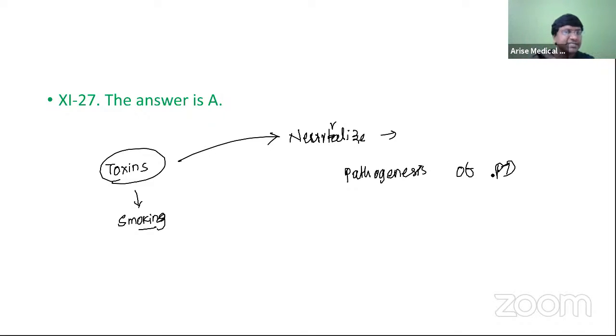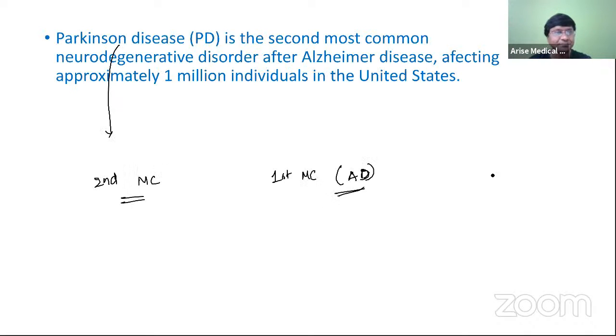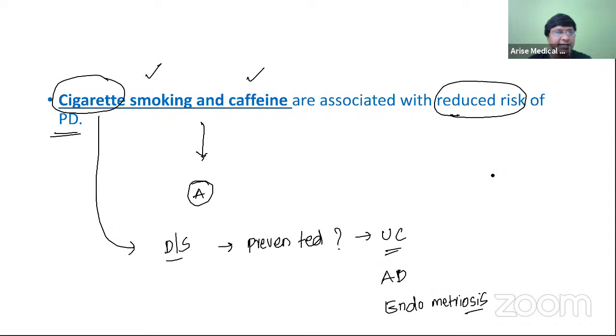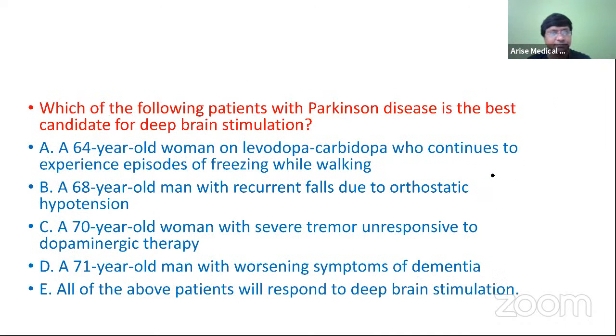So what exactly is the toxin, and what level of the pathogenesis is being neutralized, is not being explained anywhere. But this is the predictable theory of how smoking reduces the risk of Parkinson's disease, right? Next. Now, one more last question on Parkinsonism.